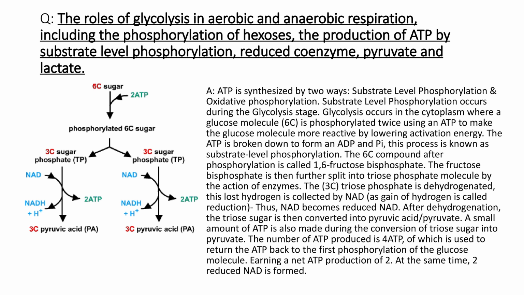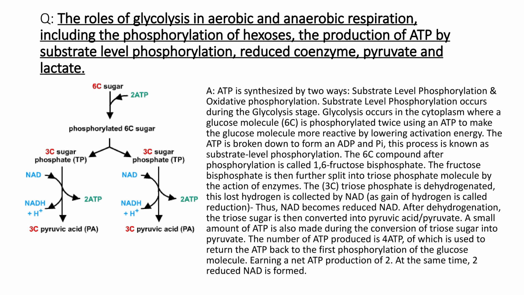This molecule is phosphorylated twice using ATP so that the glucose molecule becomes more reactive, as it lowers the activation energy so that the glucose intermediate is formed and the reaction starts. This also ensures that the glucose molecule is not able to pass back through the cell membrane and out of the cell. In this process, the ATP is broken down to form ADP and Pi. The 6-carbon compound after phosphorylation is now called fructose 1,6-bisphosphate.